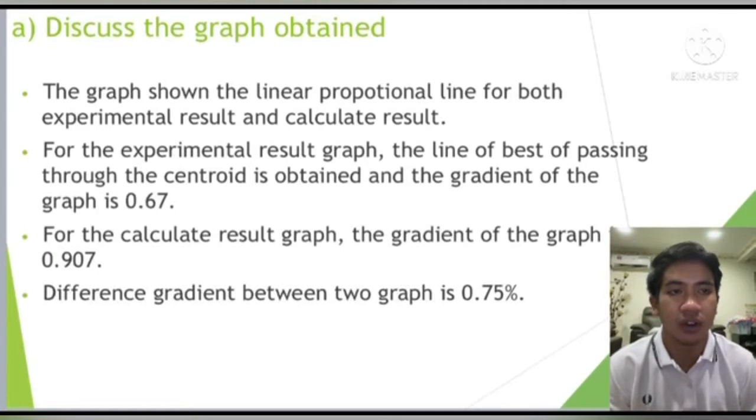There is a difference between the gradient of the graph of the calculated result and the experimental result. The percentage of difference between the two gradients is 0.75%. This percentage of difference occurs due to random error such as parallax error and systematic error during the experiment. Meanwhile, the calculated result assumes that no error occurred.